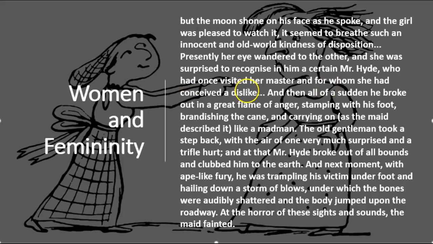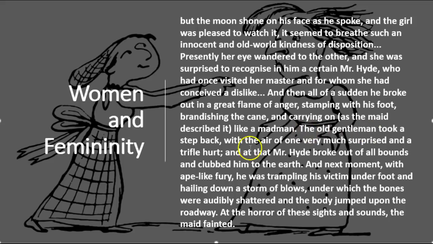and for whom she had conceived a dislike. And then, all of a sudden, he broke out in a great flame of anger, stamping with his foot, brandishing the cane, and carrying on, as the maid described it, like a madman. So we can see how she's laying the drama on here, and then look at the contrast she introduces with the description of Sir Danvers Carew.